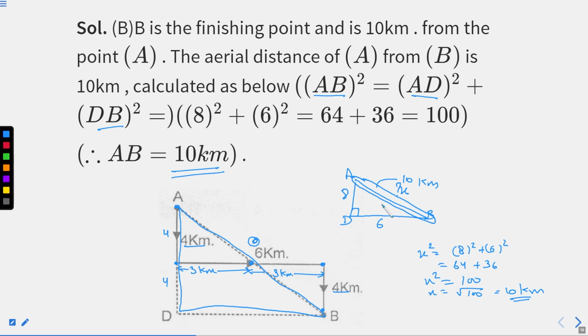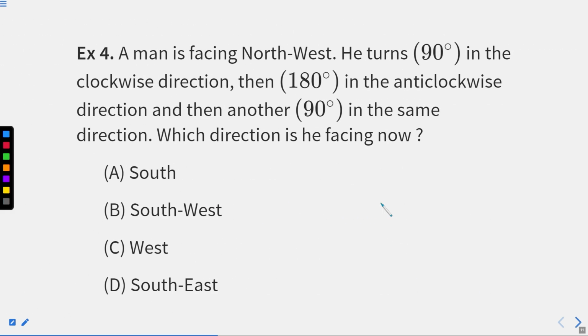Now, what is the major difference between the previous two questions and this third question? There we are finding out the directions. Here we are finding out the distance. I hope you are clear with both kinds of questions. Let's take one more example of a similar kind, in which we are dealing with the directions. For that, read the question properly.